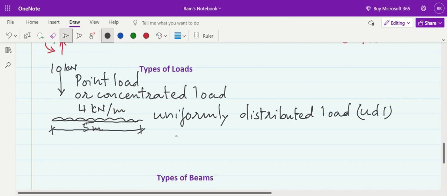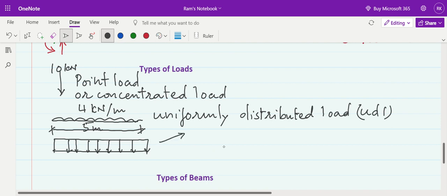This is uniformly distributed load. It can also be represented by this sign, a rectangle. Uniformly distributed load can be alternatively represented by a rectangle like this. This is also called uniformly distributed load, 4 kilonewton per meter for a length of 5 meters. This is also uniformly distributed load.